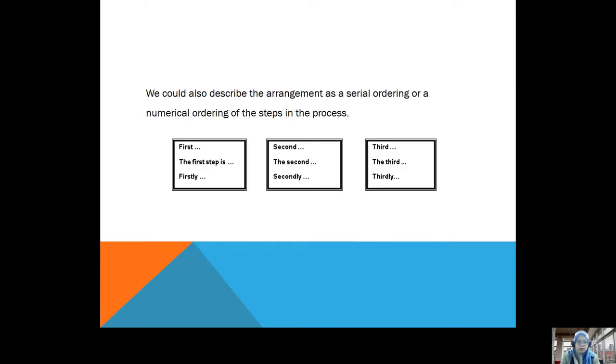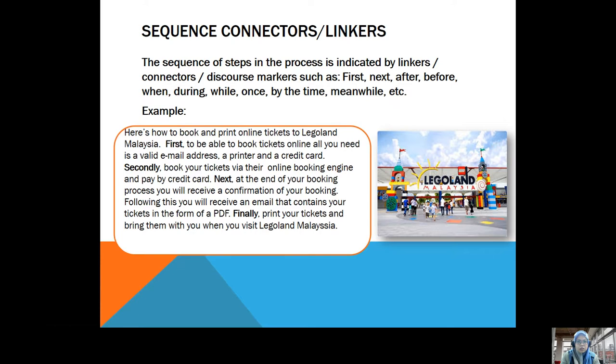We could also describe the arrangement as a serial ordering or a numerical ordering of the steps in the process. Serial ordering is like first, next, then, after that. But this one we call numerical ordering, which uses firstly, secondly, thirdly. The sequence or steps in the process is indicated by linkers. Linkers are connectors, words that join one sentence to another.